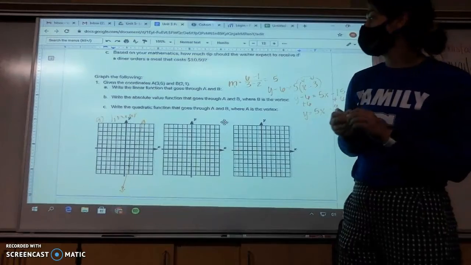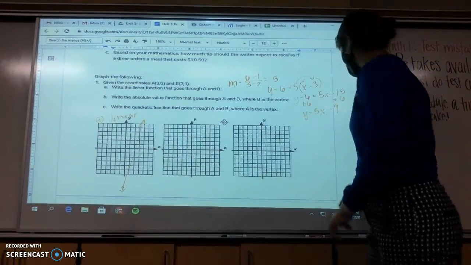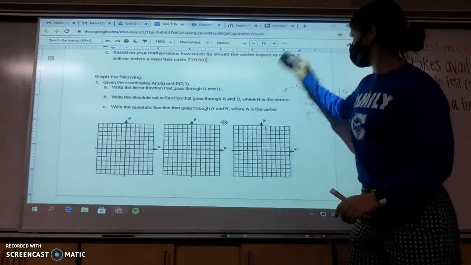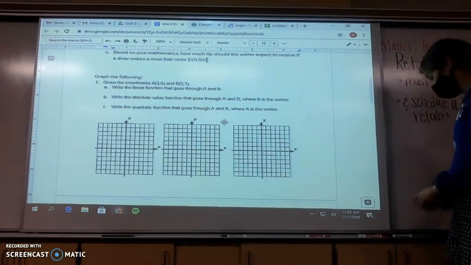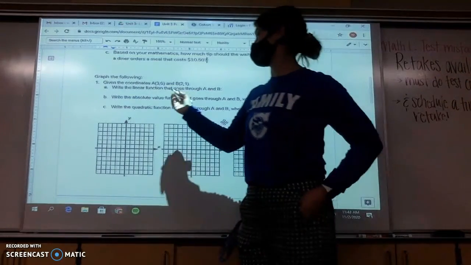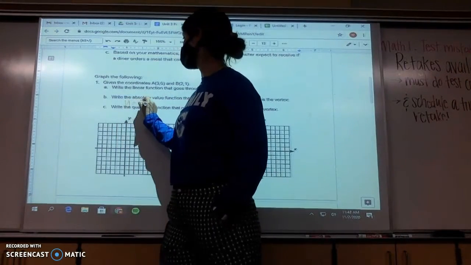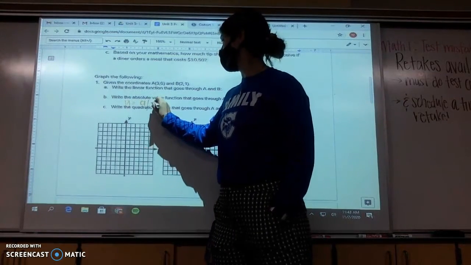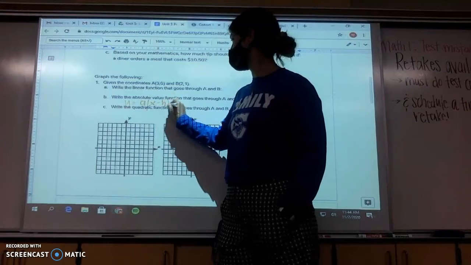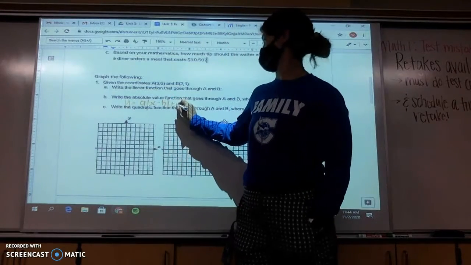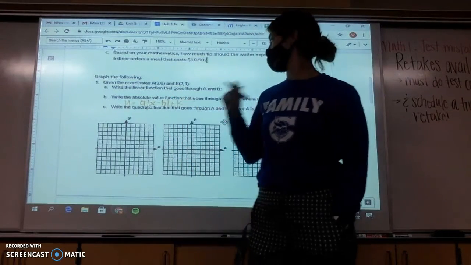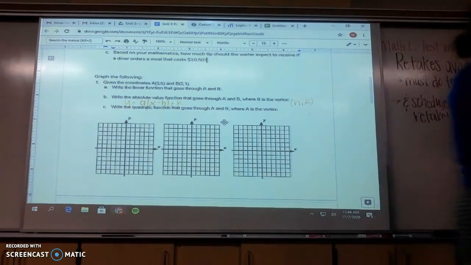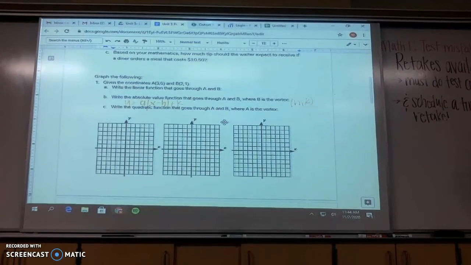Write an equation with my absolute value. Okay? This one is super easy. We know that our line for absolute value is given by the equation y equals a, whatever we multiply on the outside, times the absolute value of x minus my h, plus k. Okay? Where h and k are my vertex. So now I just need to plug in what I know.